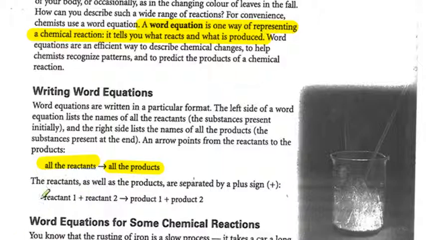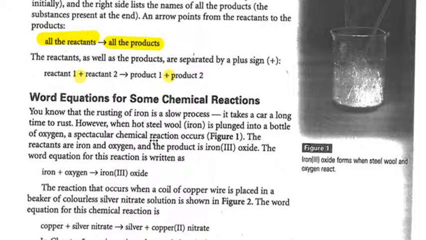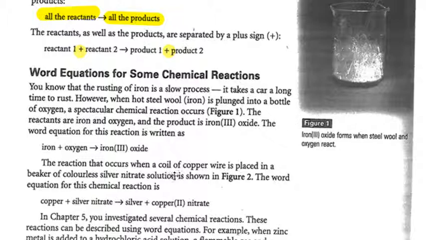And of course, we could have more than one reactant. If we do, they're separated by a plus sign. And same thing with products. They could be separated with a plus sign as well, depending upon how many you have. That is really the key thing here. So for example, the rusting of iron: iron combining with oxygen yields or gives iron 3 oxide, which in layman's terms is rust. Another one here, copper combined with a solution of silver nitrate yields silver and copper nitrate.